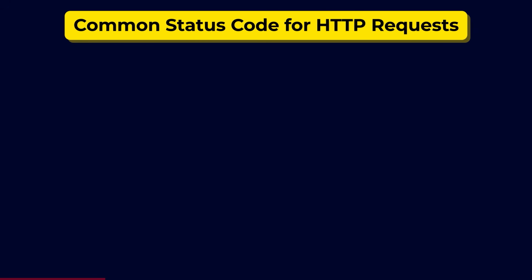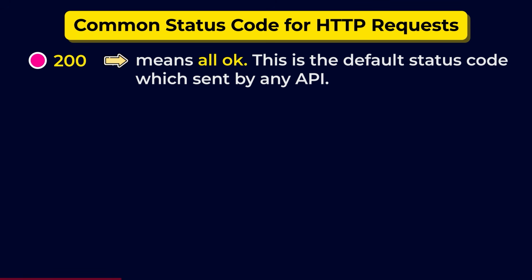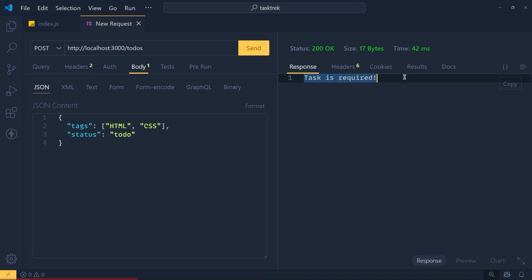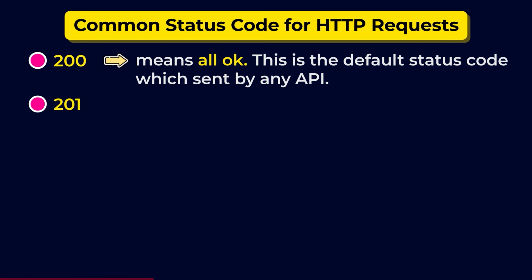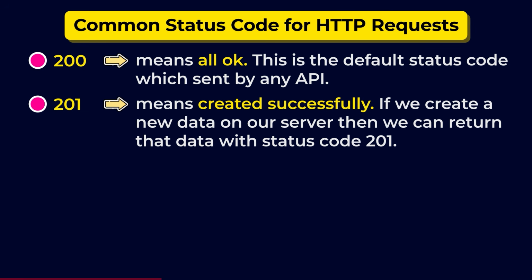Let's see the most common error or status codes for HTTP requests. So first one is 200, which means all okay. This is the default status code which is sent by our Express application. And in our request also, we can see here we are getting status 200 OK. Next we have 201 code, which means created successfully. So if we create new data on our server, then we can return that data with status code 201. Can you tell in which HTTP method we can return status code 201? Right, in the post request if our data is successfully created.